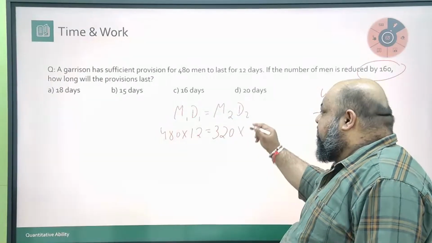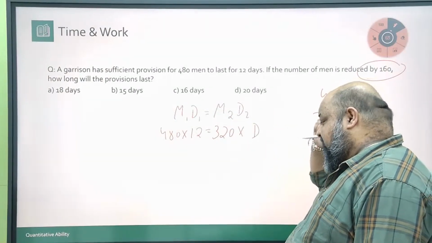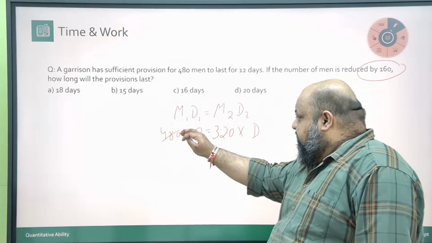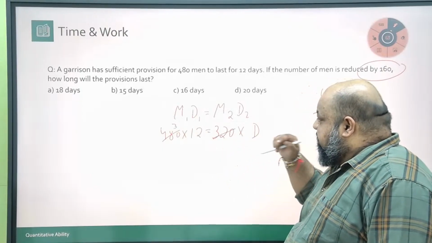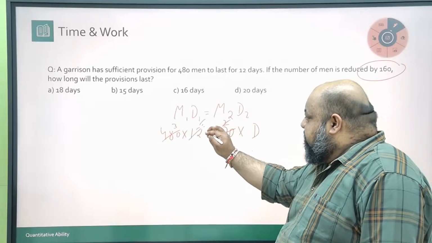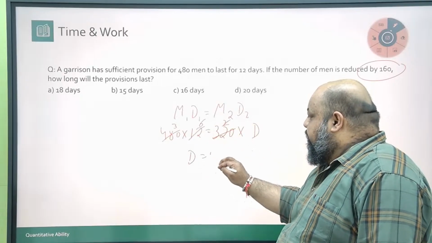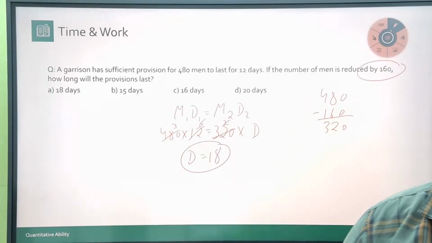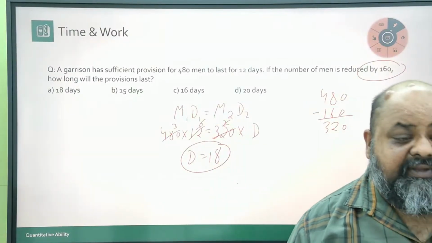320 into x, or you can also write it as d. 160, 3s are, 160, 2s are, 2 6s are. So the number of days that the food will last, yes, it will be 18 days. Very good.